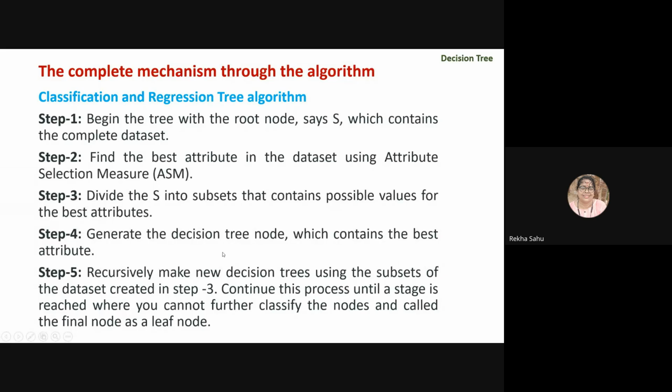Then you will generate the decision tree node which contains the best attribute. So that will be your decision tree. You say that according to some best attribute, you are splitting and making the decision tree. After splitting into 2, you have 2 child nodes. If you split into 3, you have 3 child nodes. If you split into 4, then 4 child nodes, and all child nodes contain a part of the data set.